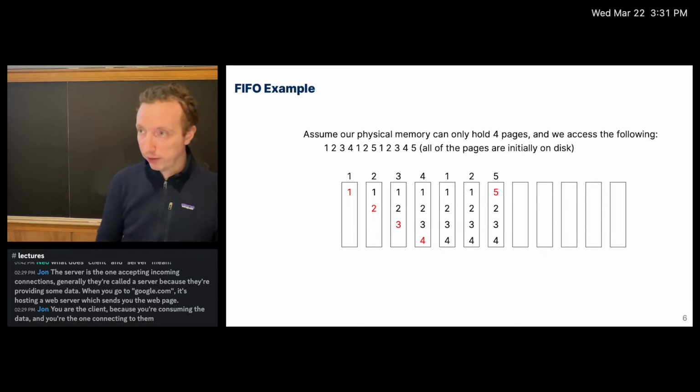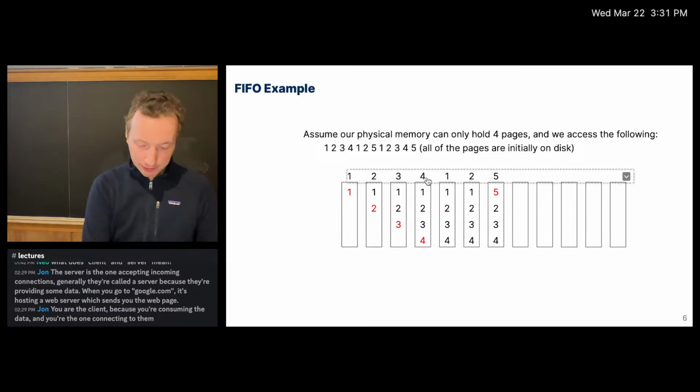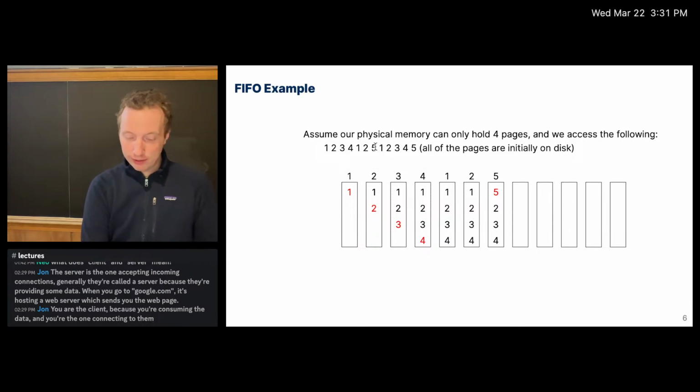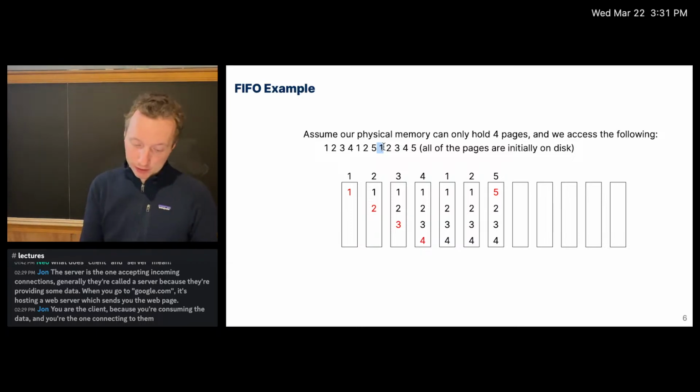So we replace 1 with page 5, which you can see is going to be a bit of a problem. We just kicked out page 1, replaced it with page 5, and now our next access is page 1. Crap, I just kicked it out. So I have to reload it again from the disk.